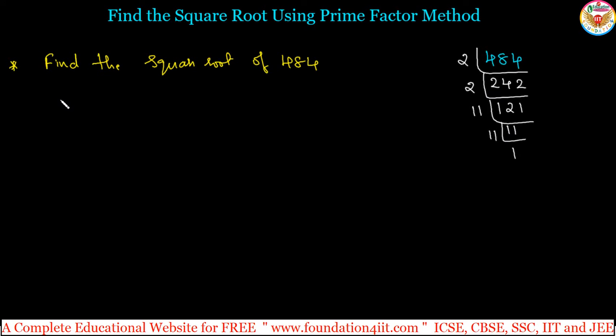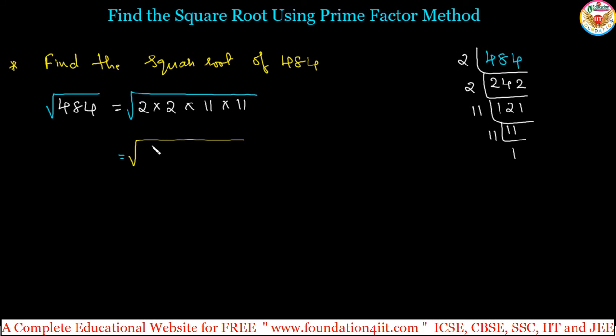Finally, 484 we can write as 2 into 2 into 11 into 11. But you need to find the square root. So the square root of 484 is the same as the square root of this. Just write the pairs as one set each: 2 into 2 is one pair, and 11 into 11 is another pair.